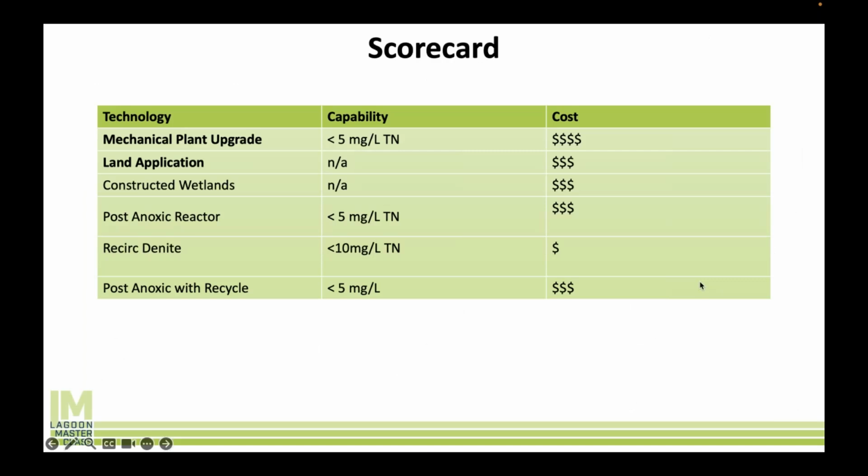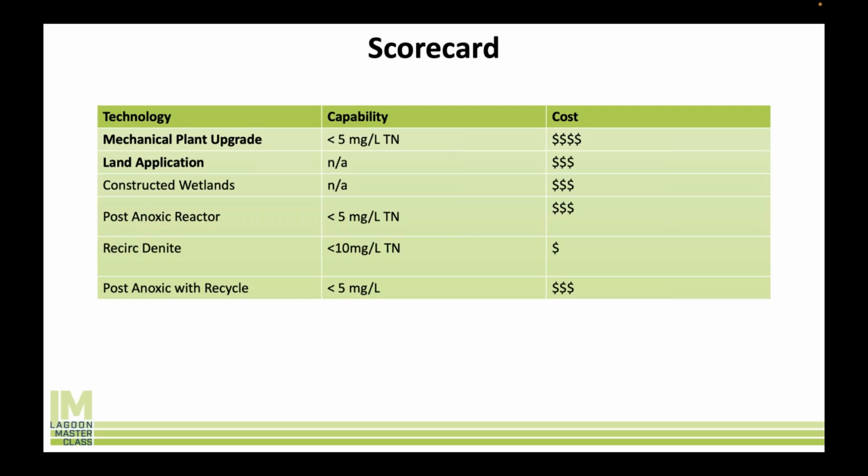So just an overall look at all the different systems we looked at. From a mechanical plant, you certainly get under 5 TN potentially with that. Most expensive option, land application and constructed wetlands follow behind that. You effectively have no limit.